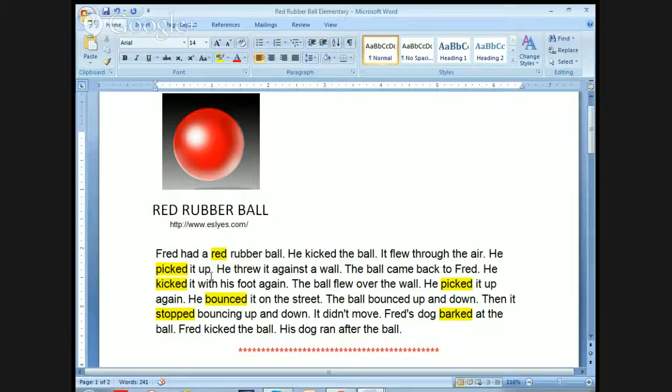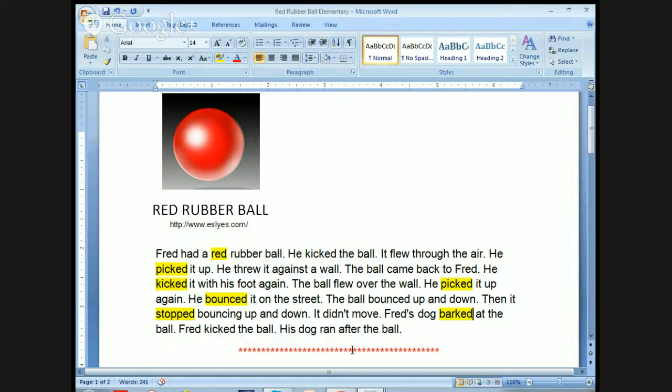Read this. Fred had a red rubber ball. He kicked the ball. It flew through the air. He picked it up. He threw it against the wall. The ball came back to Fred. He kicked it with his foot again. The ball flew over the wall.